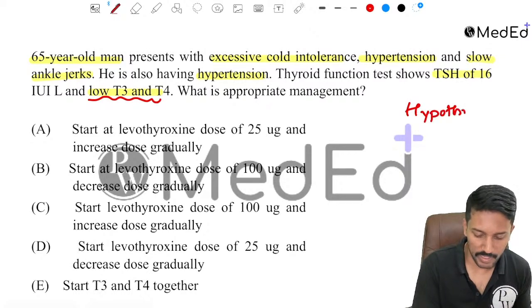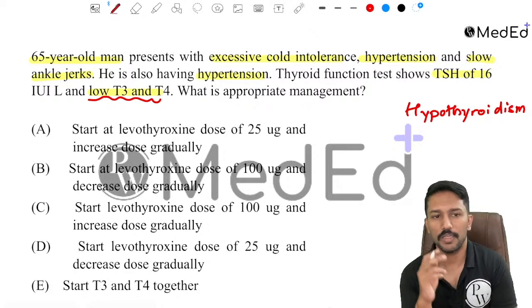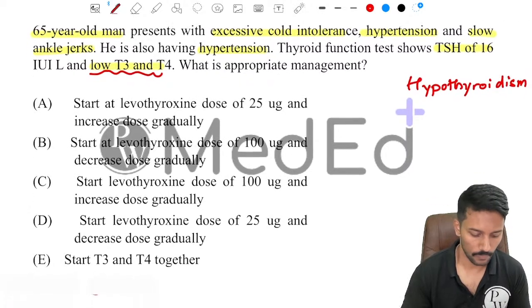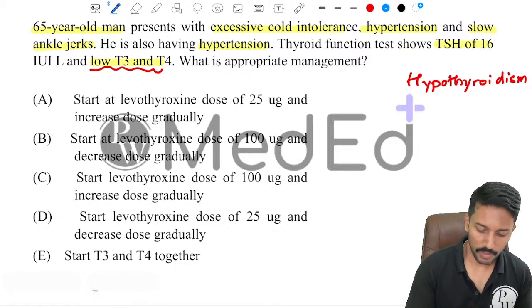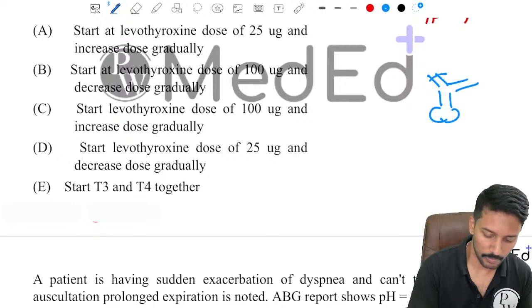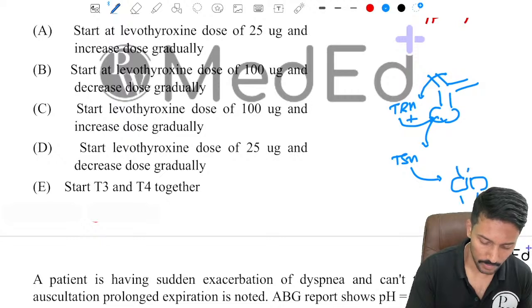But the question is whether it is primary hypothyroidism or secondary or tertiary. See, normally what happens, we have a hypothalamus, then a pituitary gland, right? So from the hypothalamus, we get the TRH, thyrotropin releasing hormone, which stimulates the pituitary gland to produce another hormone, that is TSH. And this TSH will act on the thyroid gland to produce T3 and T4.